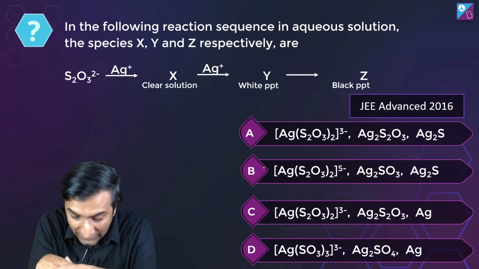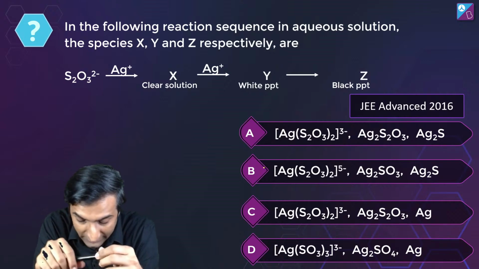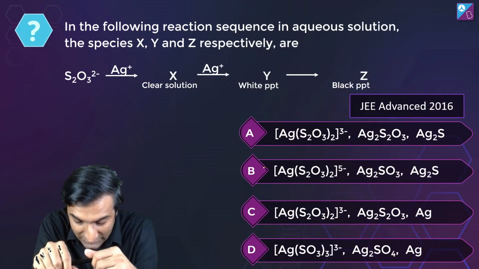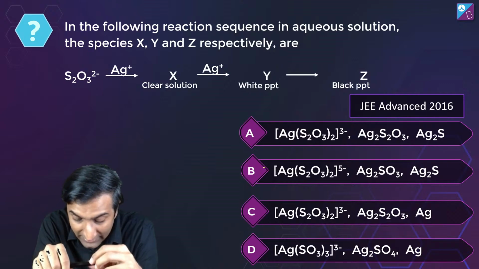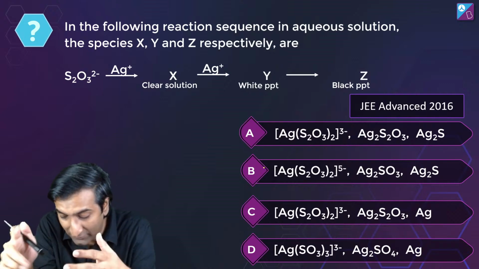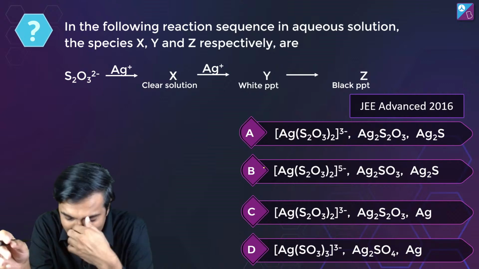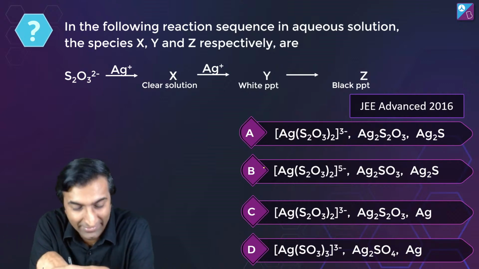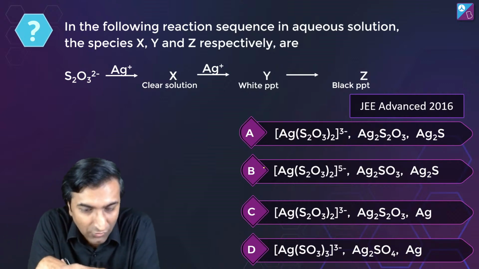In the following reaction sequence in aqueous solution, the species X, Y, and Z respectively are what? You've got S2O3 2- plus Ag+, and that gives you a clear solution. Then you get Ag+ again, and you get a white precipitate, and then you get a black precipitate, which is like, what? What's happening, guys? What's happening? So try this out.